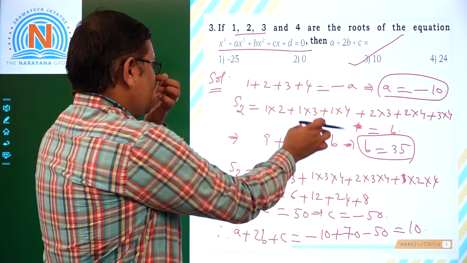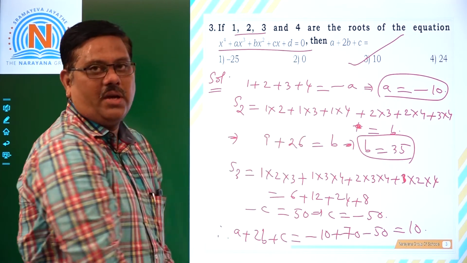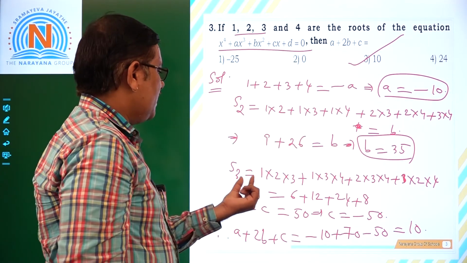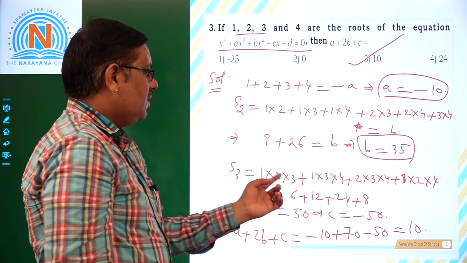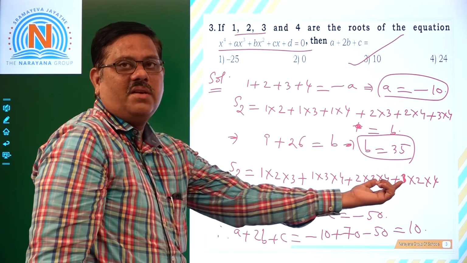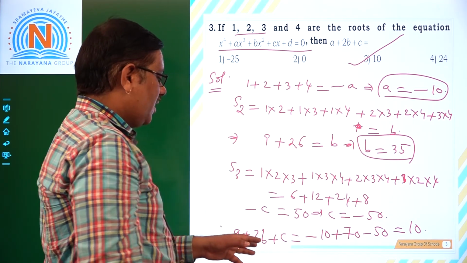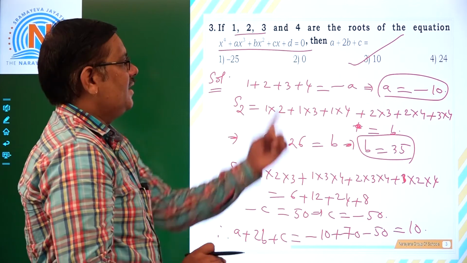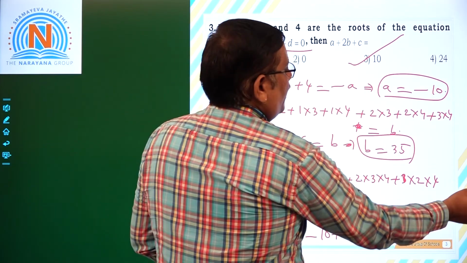Okay, so here it is a little tricky. You must be a little careful here. S2 will have 6 terms, S3 will have 4 terms. You have to multiply 3 factors. So that's why we got a + 2b + c as 10. That is the third option. Now we'll move to the next question.